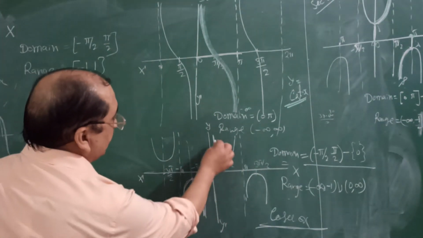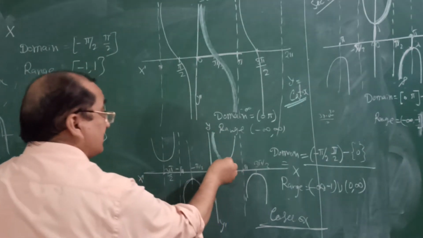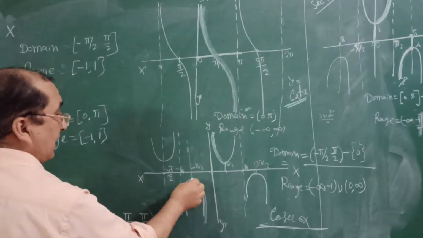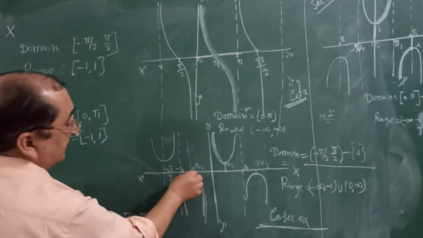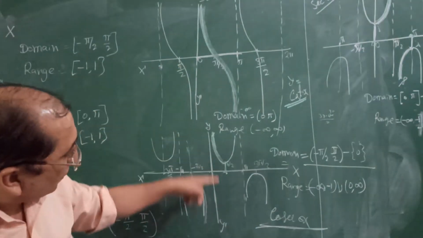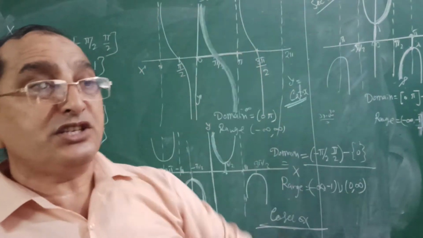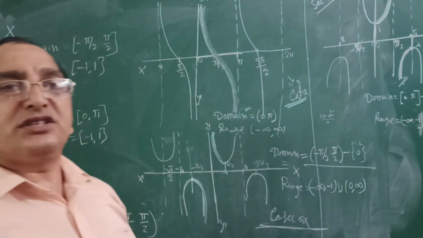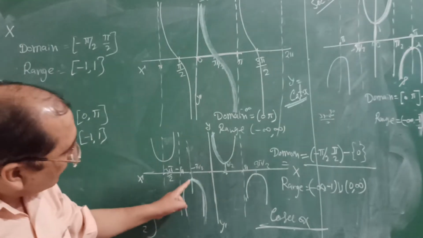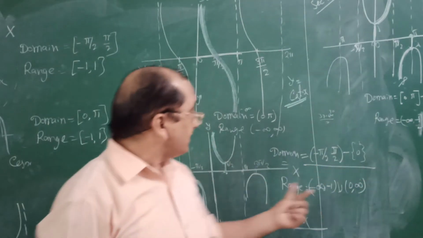It is not defined at 0 degree, because the principal branch is this one. So from minus pi by 2 to plus pi by 2 in open interval, but at 0 degree this graph will not exist. Cosec 0 equals infinity. So it is not defined at 0 degree, hence the domain is minus pi by 2 to plus pi by 2, except 0 degree.